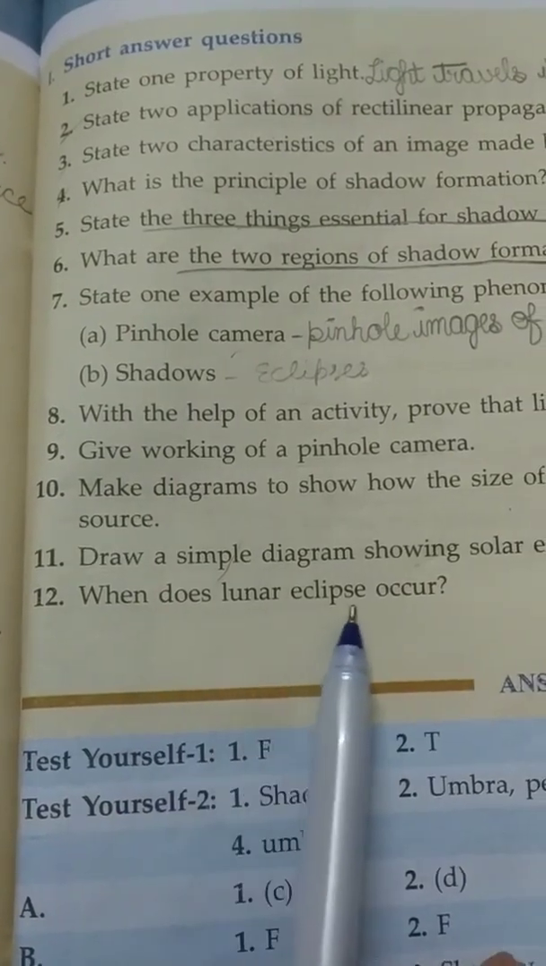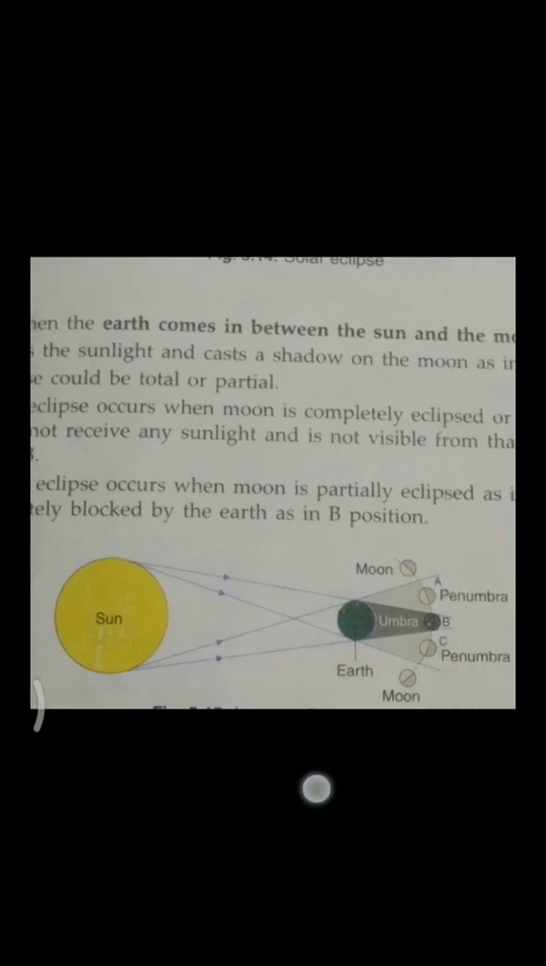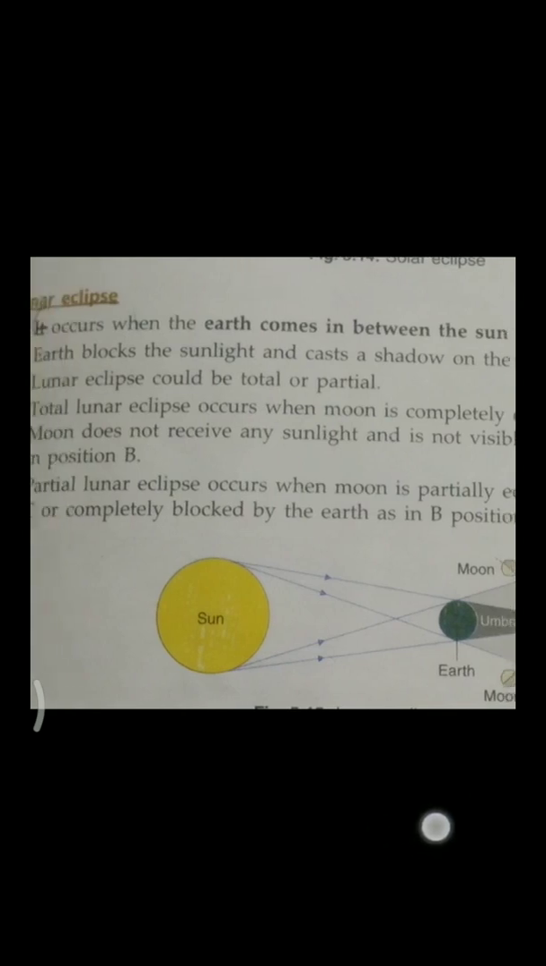Twelfth, when does a lunar eclipse occur? Twelfth answer, lunar eclipse: it occurs when the earth comes in between the sun and the moon. The earth blocks the sunlight and casts a shadow on the moon. A lunar eclipse could be total or partial. A total lunar eclipse occurs when the moon is completely eclipsed or blocked by the earth. A partial lunar eclipse occurs when the moon is partially eclipsed, and the diagram you will draw.